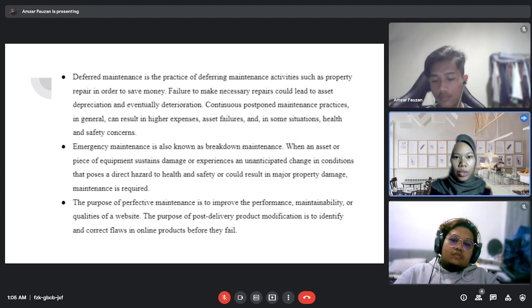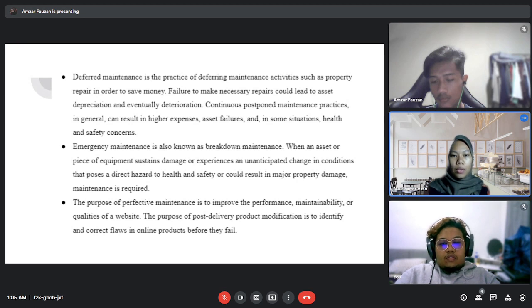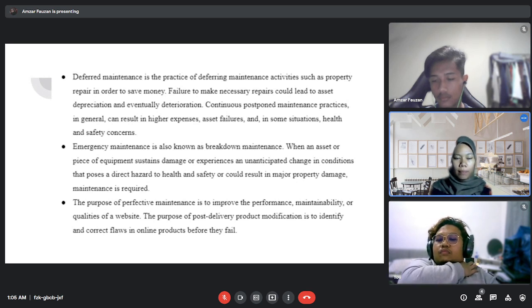And for the second, emergency maintenance is also known as breakdown maintenance. It happens when an asset or a piece of equipment sustains damage or experiences an unanticipated change in conditions that poses a direct hazard to health and safety or could result in major property damage. Maintenance is required. And for the third, the purpose of perfective maintenance is to improve the performance, maintainability, or qualities of a website.